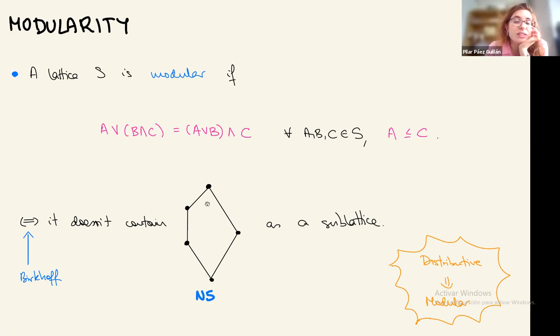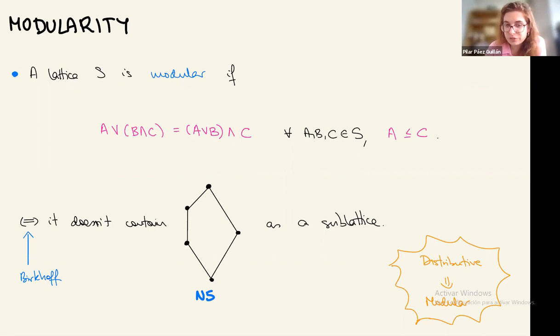Recall that in the case of distributivity, the characterization said that a lattice was distributive if and only if it didn't contain this pentagon or this lattice, the diamond, sorry, as a sublattice. So in the case of modularity, only the pentagon appears here, so it's clear that a distributive lattice in particular is modular.